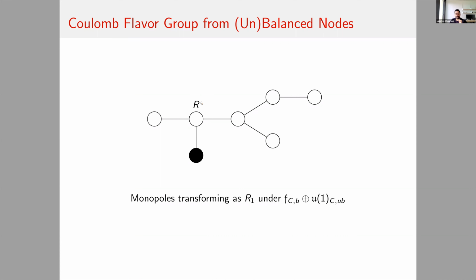Then what you need to include in your calculation are monopoles transforming in this representation R for this balanced Coulomb flavor algebra, and also having charge 1, which I'm denoting here as a subscript 1, under this U1 coming from the unbalanced node. And similarly, you have to do it for all the unbalanced nodes and include them in your calculation, and you can compute the Coulomb flavor group. You do not have to compute a lot of terms in the Hilbert series. This diagrammatic way gives you the correct answer. So it gives you an easy way to read off.